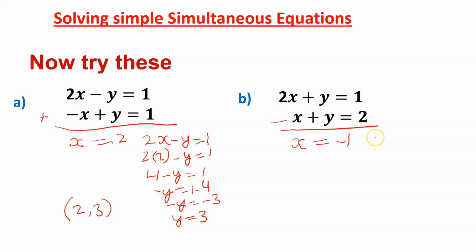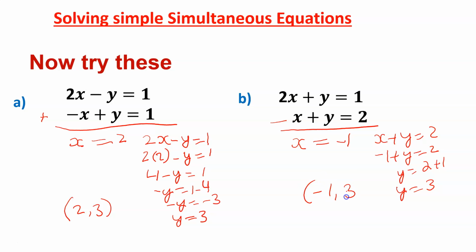So we find our x. How do we find our y? Let's do now the second equation, which says x plus y equals 2. If x is minus 1, plus y equals 2, solve for y. Y equals 2 plus 1. We take to the other side, it becomes plus. Y equals 3. So what's the point? The point is minus 1 for x and 3 for y. This is how you solve it.